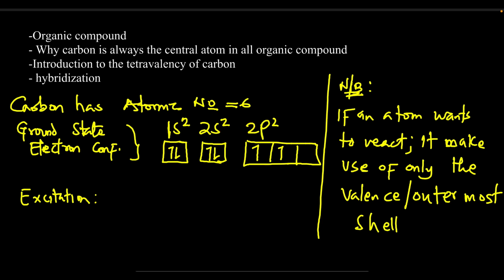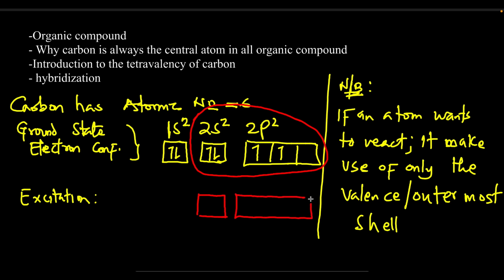So if carbon wants to undergo bonding, it is this outermost shell that is actually going to undergo the bonding. So therefore, during excitation, I have no business with the inner shell. So I'm going to come here and put down this box, and then this. Now during excitation, look at this. Look at what is going to happen here.